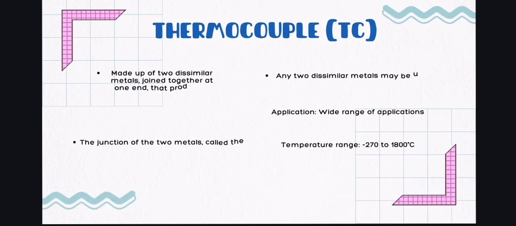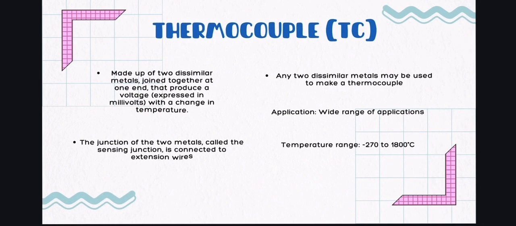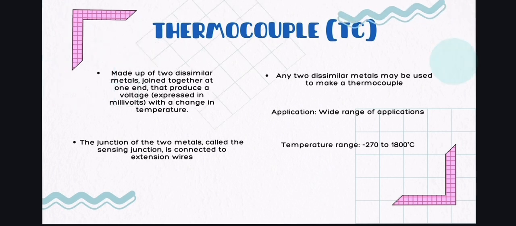Thermocouple, TC. Made up of two dissimilar metals, joined together at one end, that produce a voltage, expressed in millivolts, with change in temperature. The junction of the two metals, called the sensing junction, is connected to extension wires. Any two dissimilar metals may be used to make a thermocouple. Application: wide range of applications. Temperature range, -270 to 1800 °C.